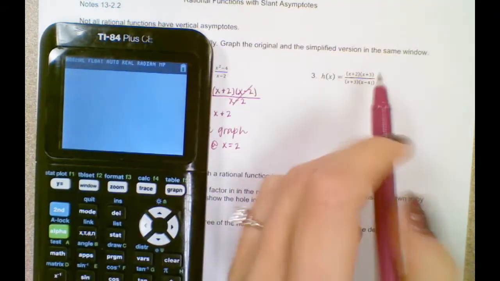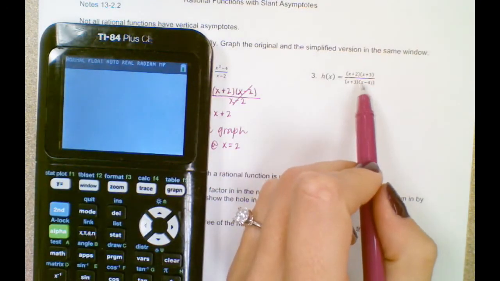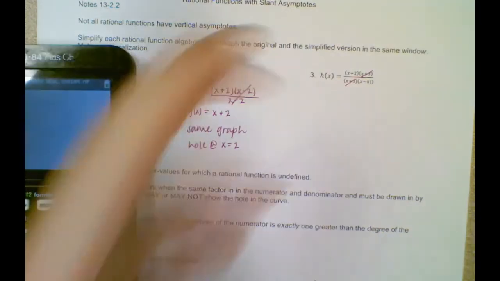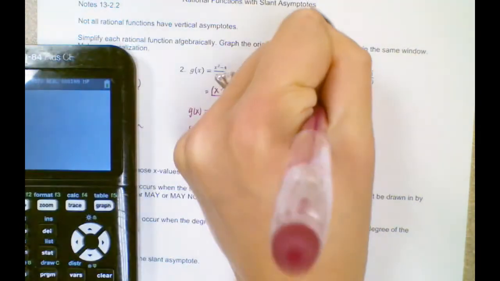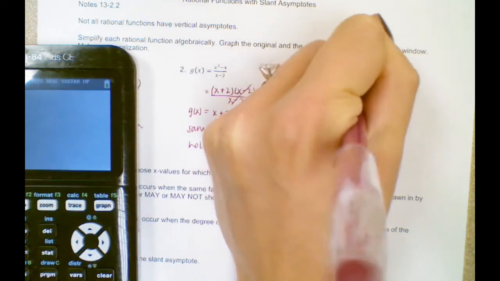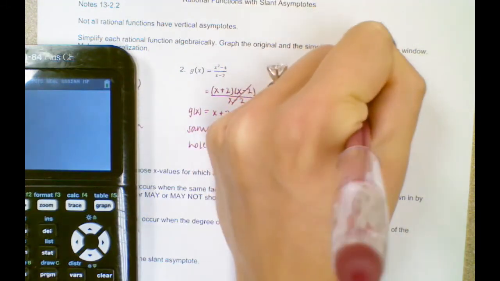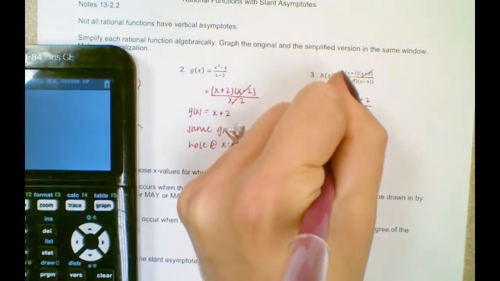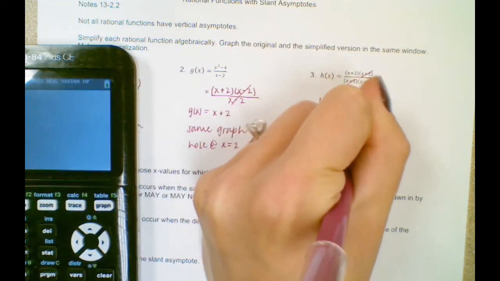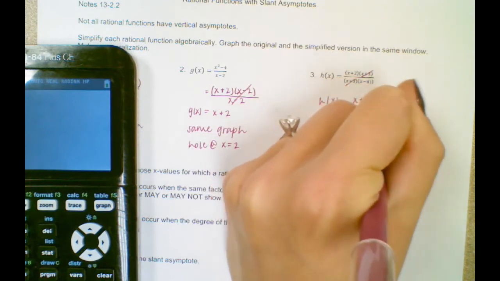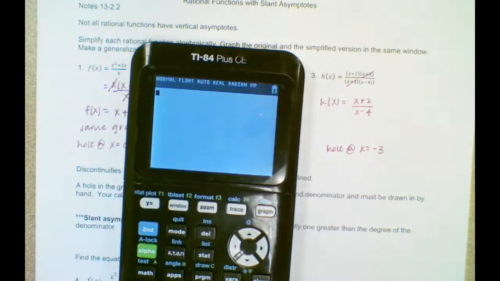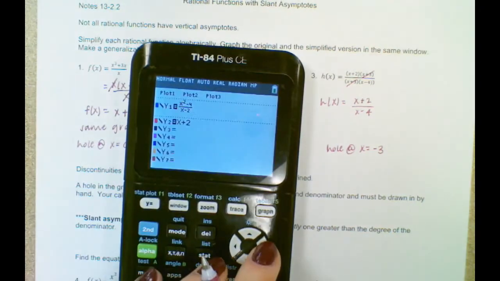This is already factored out for us, which is kind of nice. Notice that there's an x plus 3 in both the numerator and denominator. So I'm left with h of x equals x plus 2 all over x minus 4. Okay, and there is a hole at x equals negative 3, because when I set x plus 3 equal to 0, I get x equals negative 3. Let's go ahead and graph that guy.